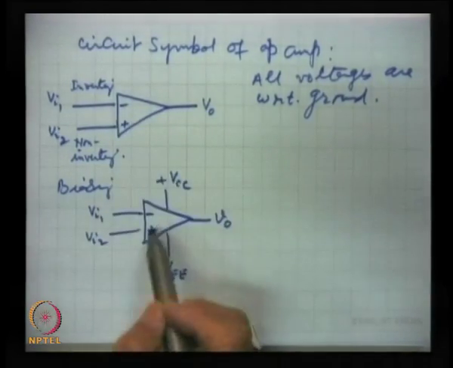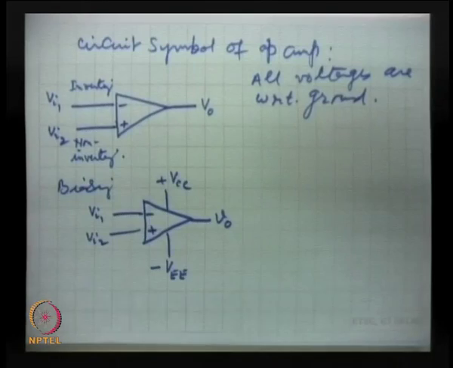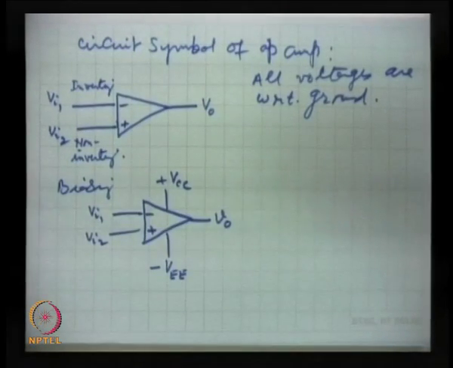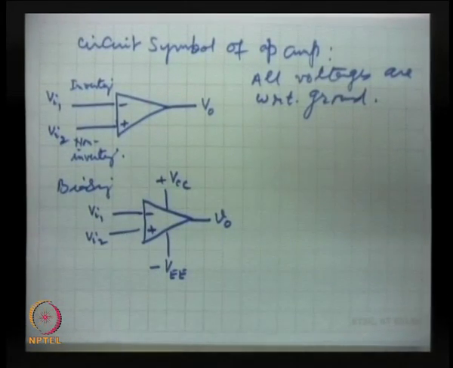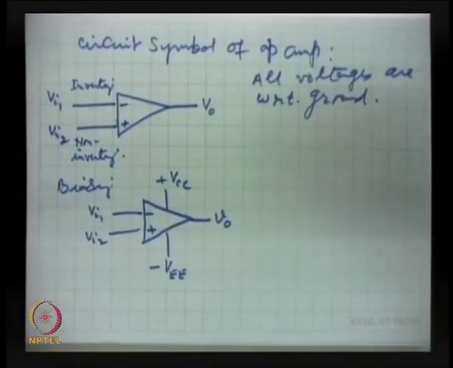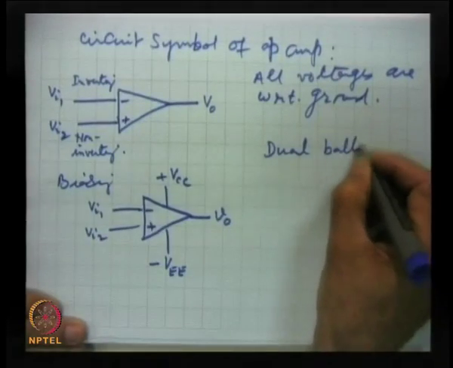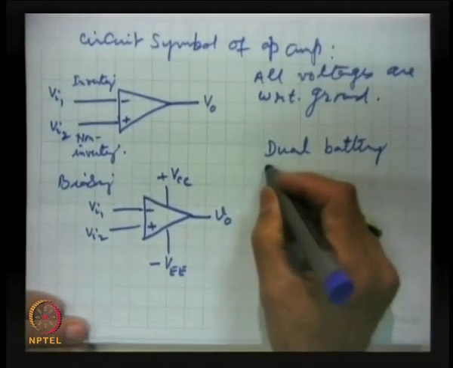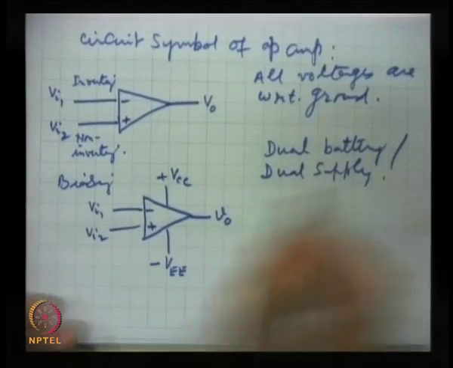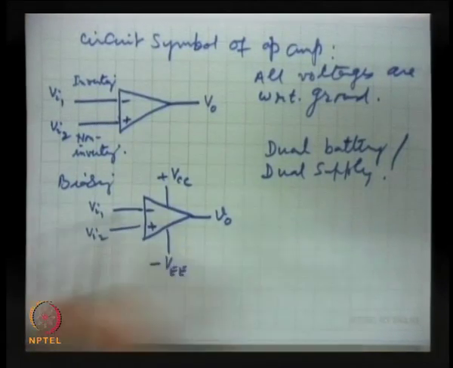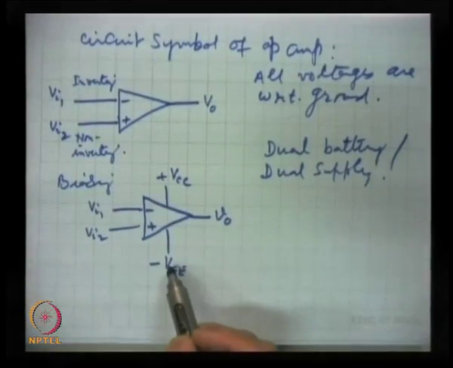The negative sign indicates inverting input, and the plus sign indicates non-inverting. So, these are the biasing. We have done this biasing where we have a dual battery, or dual supply as it is usually called. For this we will need a dual supply. This VCC and VEE, these are two voltages, one positive with respect to ground, the other negative.